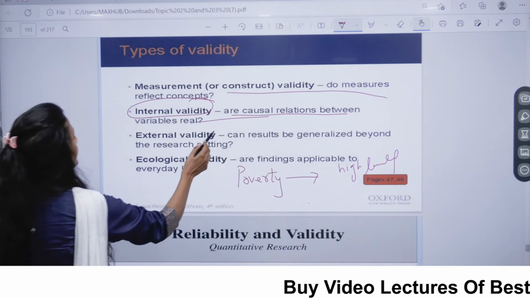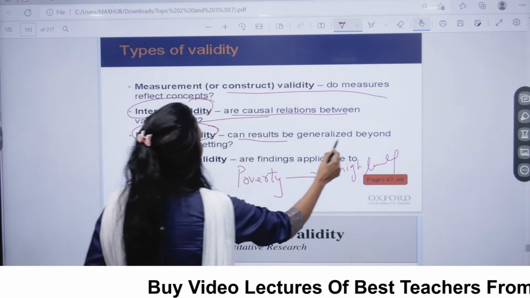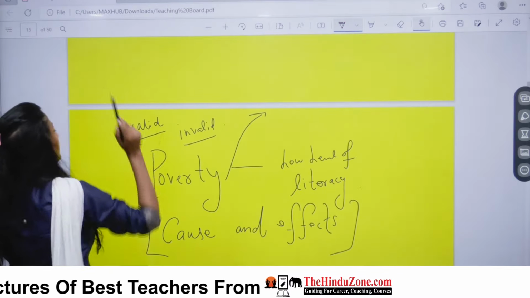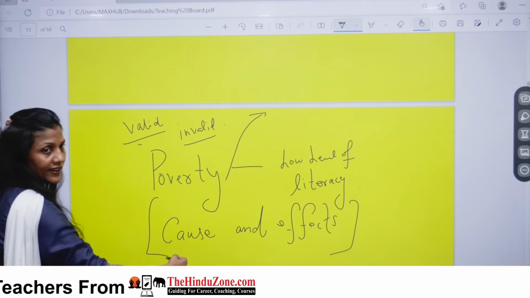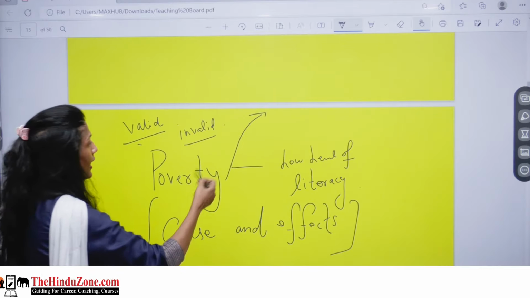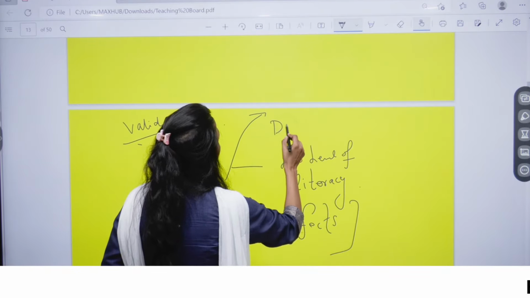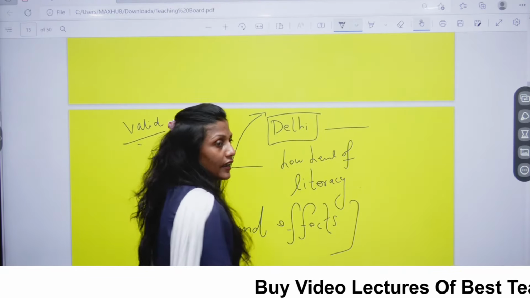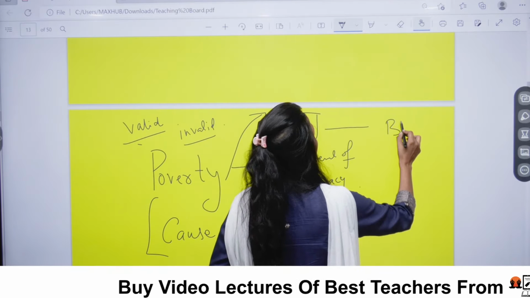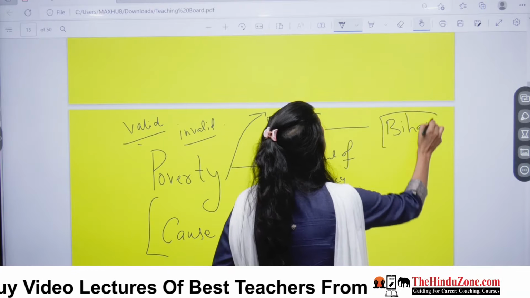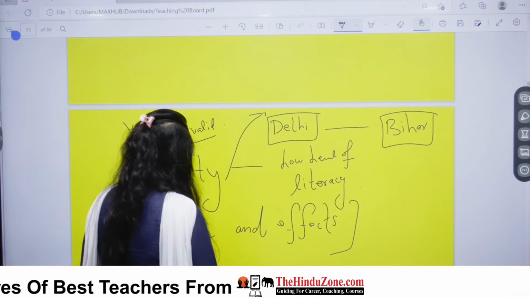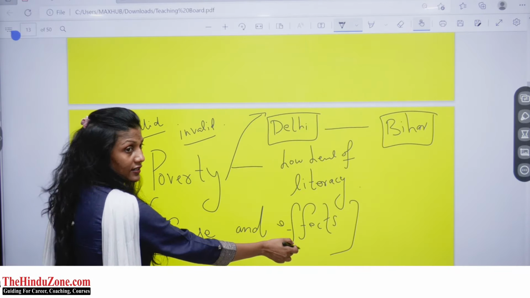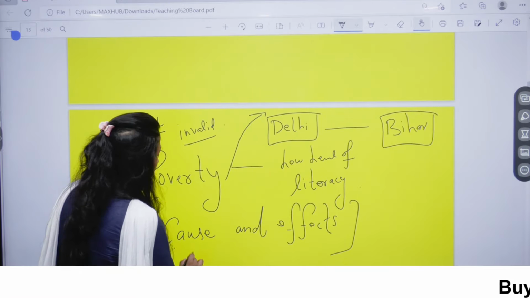And then external validity: can the result be generalized beyond the research setting? So if I am using these cause and effect parameters, let's just say I have conducted my research in Delhi and someone else has conducted their research in Bihar. And if they are also finding that yes, these two variables have a relationship.